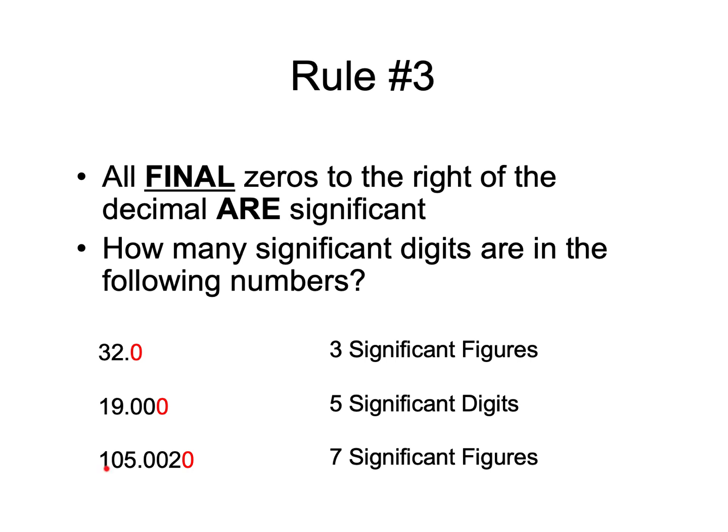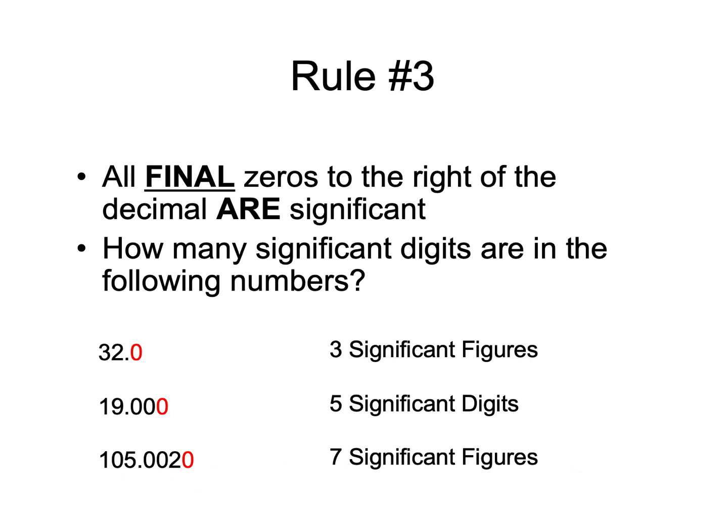Now, here, I've got this long number, and I've got this final 0 here. And notice I've got it final there in red. This final 0 is also significant because it's to the right of a decimal point. And so I can count up 1, 2, 3, 4, 5, 6, 7, and I have 7 significant figures from this measurement.